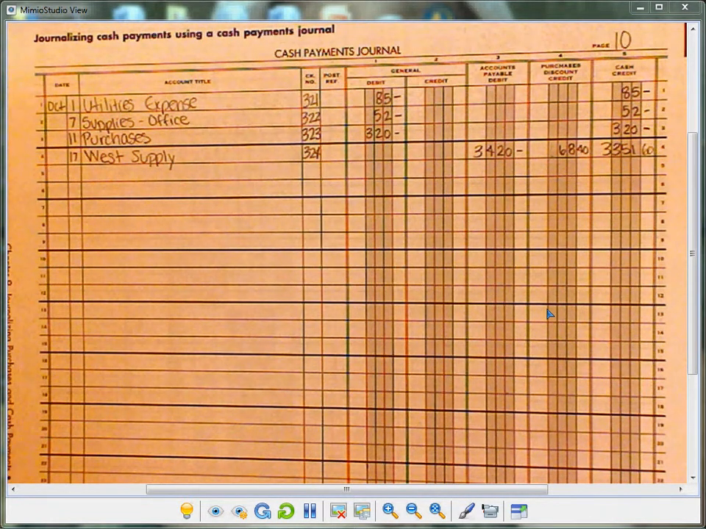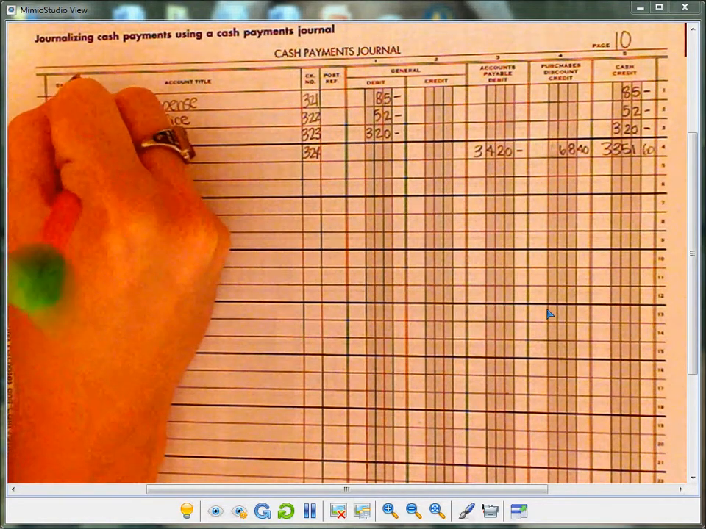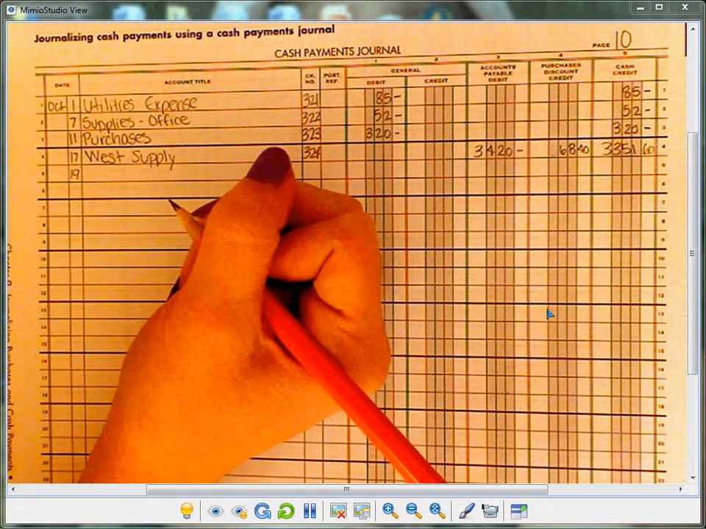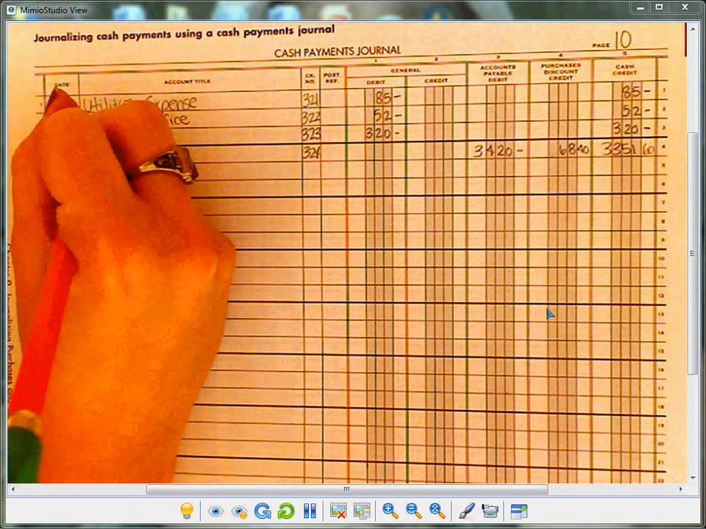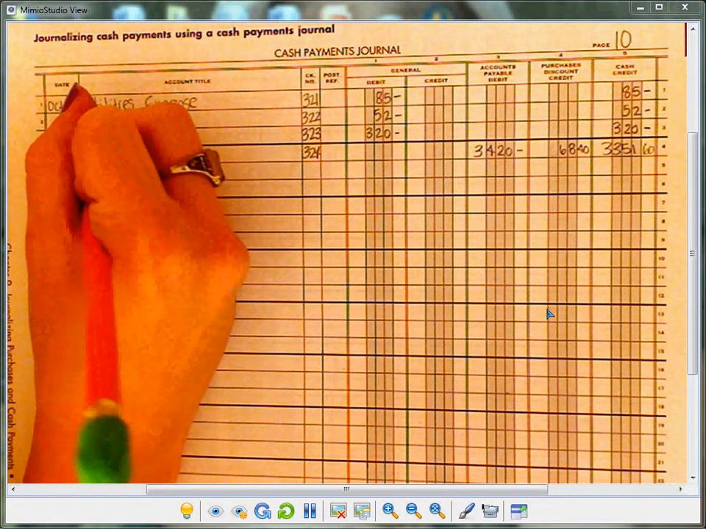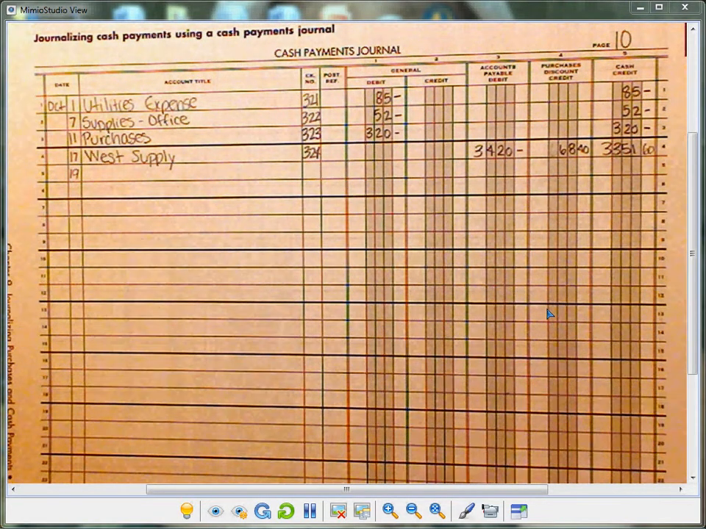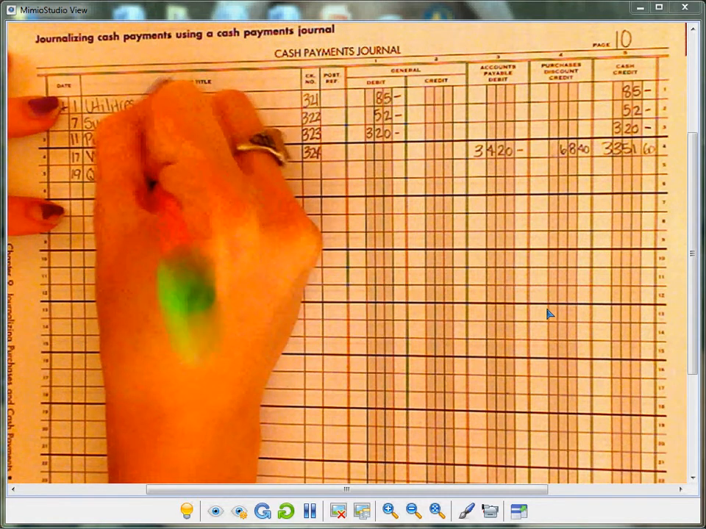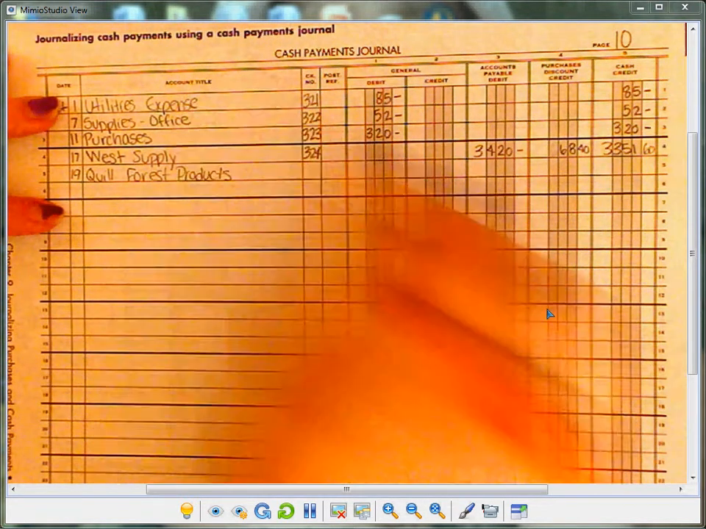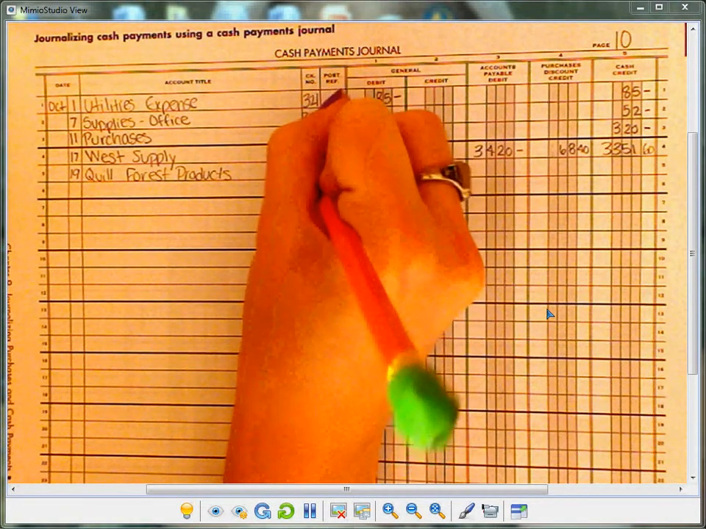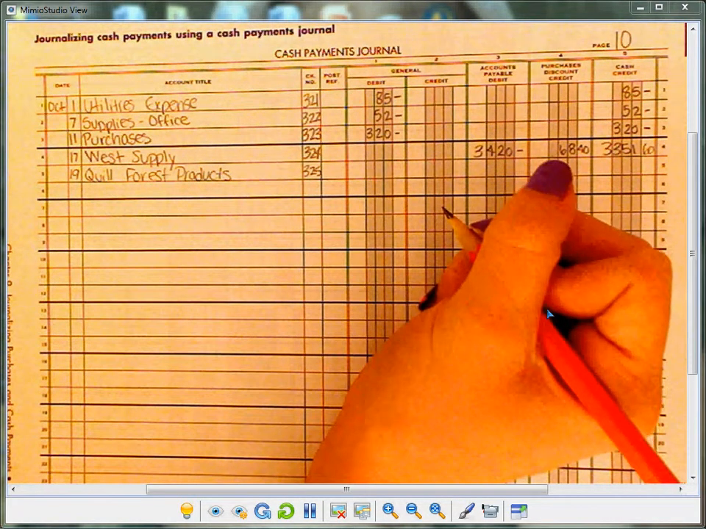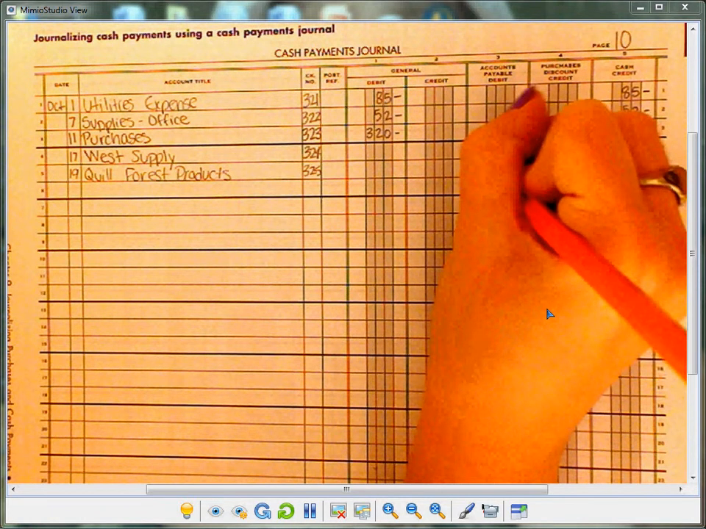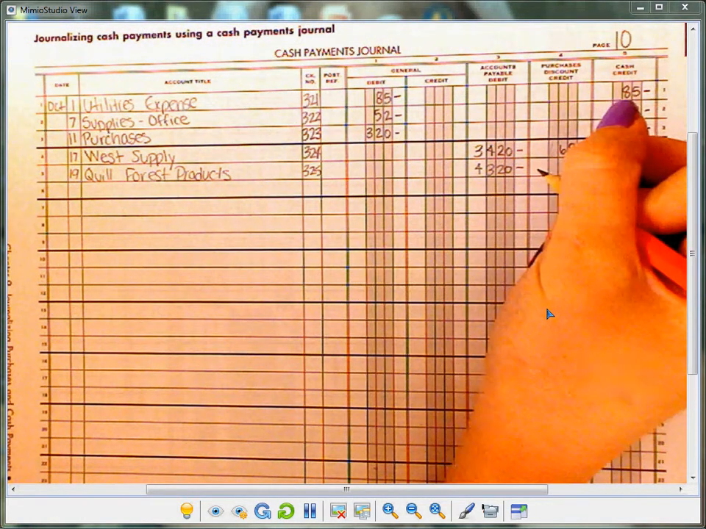Okay, and then our last one, on the 19th, we paid cash on account to Quill Forest Products, covering purchase invoice number 182 for $4,380. No cash discount was offered. So the 19th is our date. Our account title will be what? Okay, Quill Forest Products. Quill, Q-U-I-L-L, Forest Products. Okay, then check number 325. And then our amount of 4,380. Where is this going to go? Okay, accounts payable debit. And cash credit.